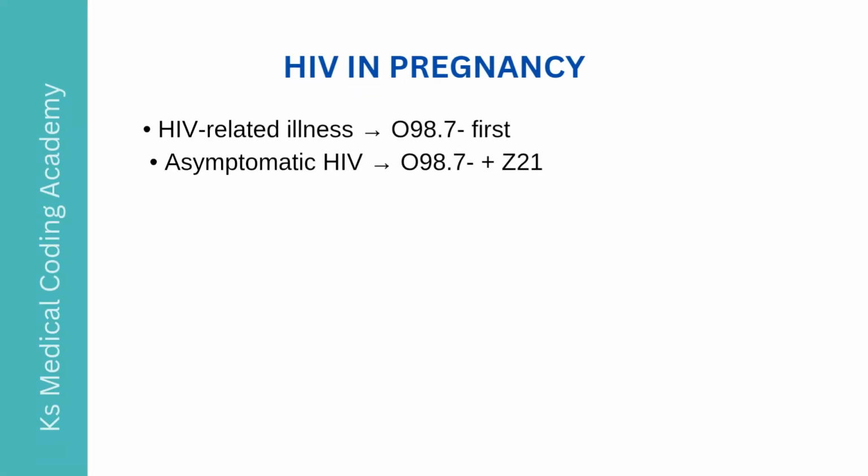HIV in pregnancy. For HIV-related illness complicating pregnancy, assign a code from subcategory O98.7 as the principal diagnosis, followed by the HIV-related condition. For asymptomatic HIV infection, assign O98.7 with Z21.